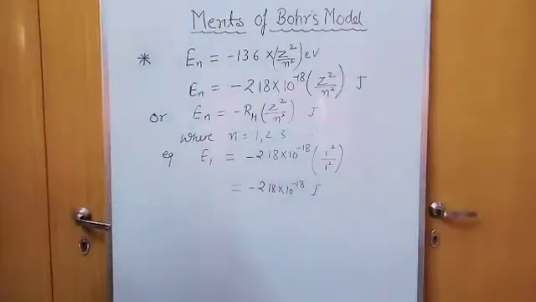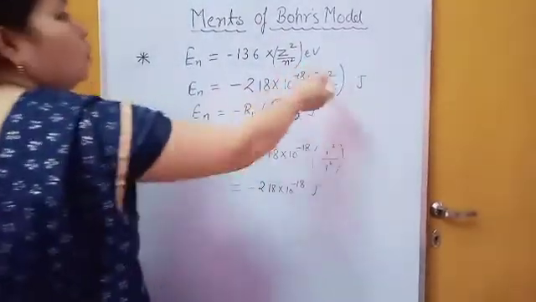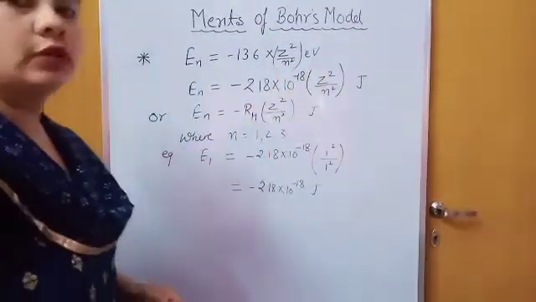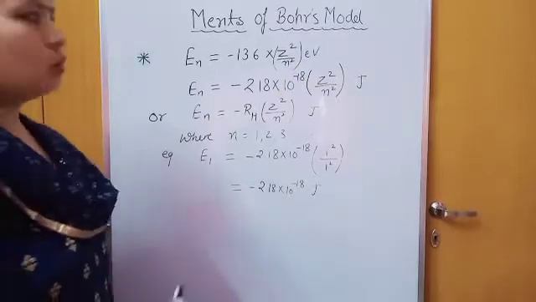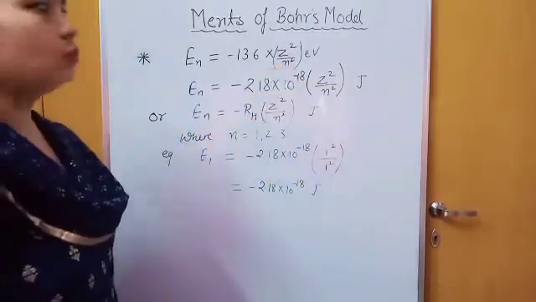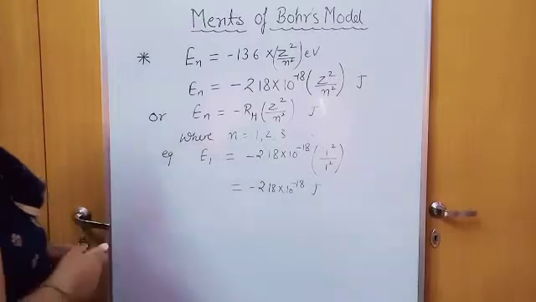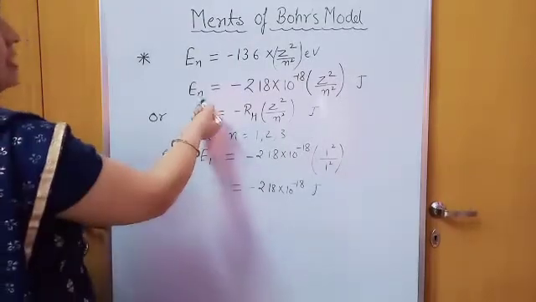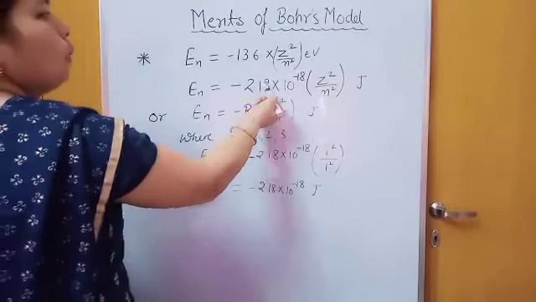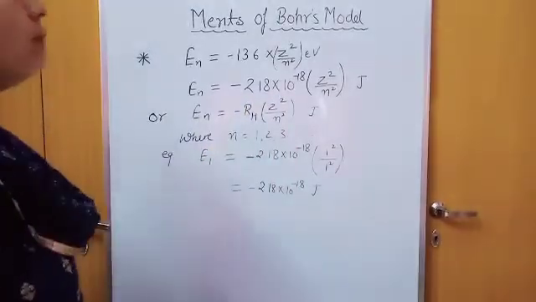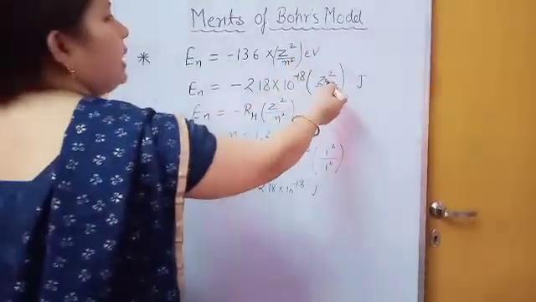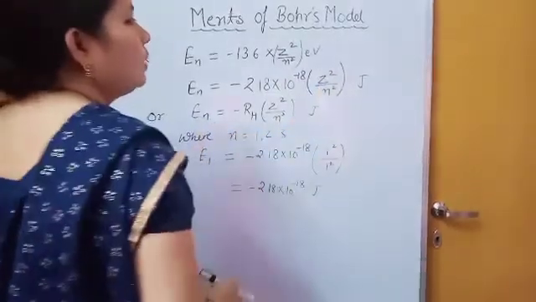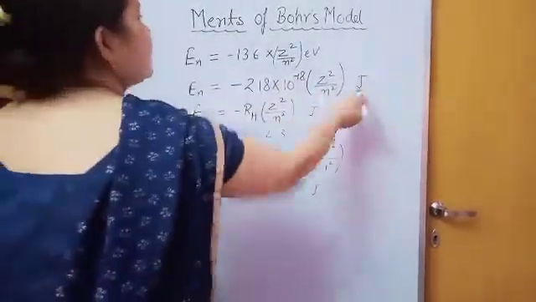Now the next one is electron volt. When you convert this electron volt into joule, as already explained, your answer is En is equal to minus 2.18 into 10 raised to power minus 18, in bracket Z square upon n square. That one is in joule.